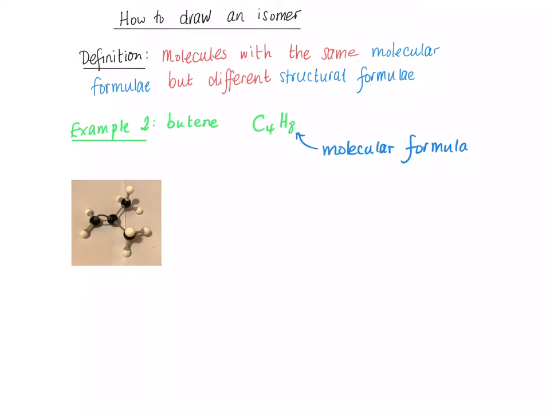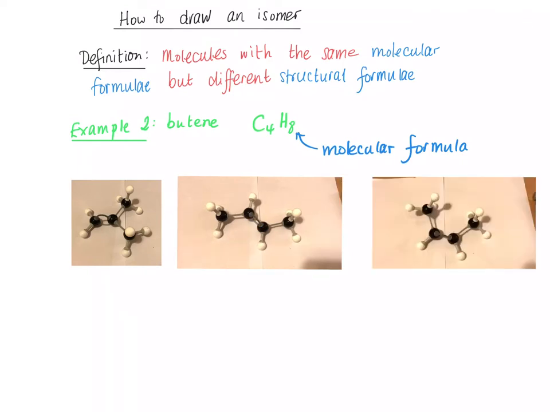And there are 3 different ways that you can arrange the carbon atoms in butene. There's this one. There's this one, where there's a carbon-carbon double bond between this carbon and this carbon, this bit here. And there's this version, which has got a carbon-carbon bond between this carbon and this carbon.